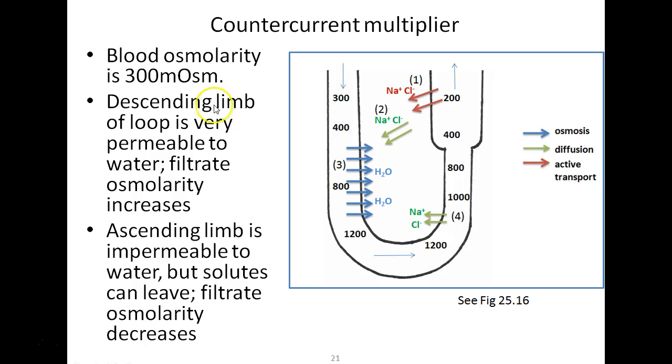As we mentioned before, this descending loop is permeable to water, but it is impermeable to salt movement. Therefore, water is able to move out of the tubular fluid, but the salt is retained within it. Then we arrive at the ascending limb that is impermeable to water, and therefore it actively pumps salt out of the tubular fluid and retains it in the water within.